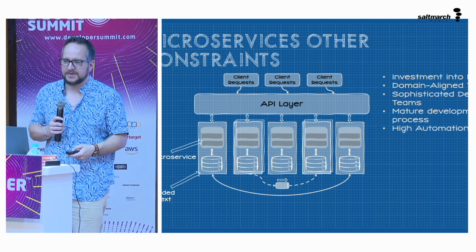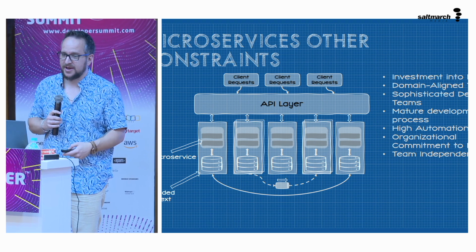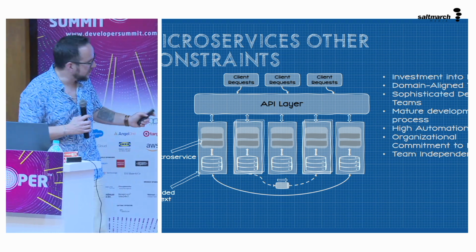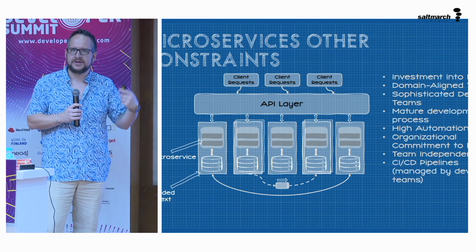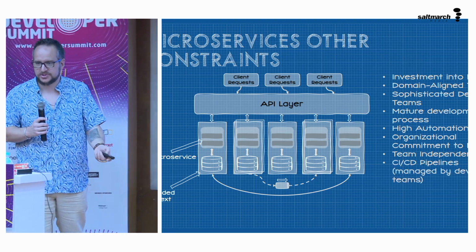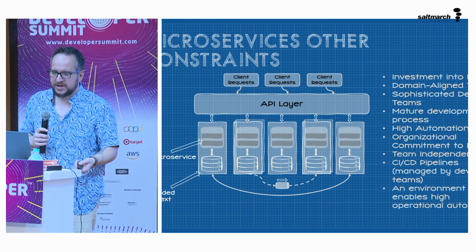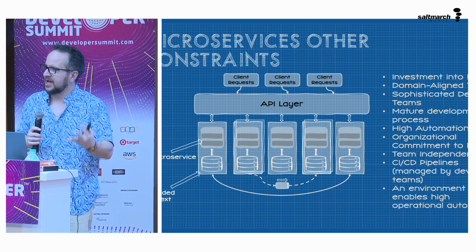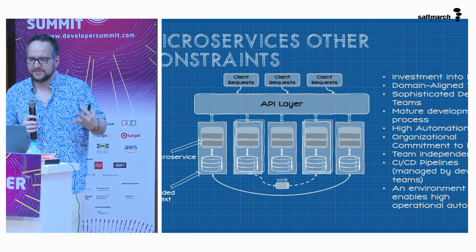We need mature development processes. We need high automation in dev. We need an organizational commitment to DevOps, which is not easy. We need teams that are able to work independently, which is a completely different set of practices than most developers are used to. We need CI/CD pipelines. We need an environment that enables high operational automation. The cloud will support this, but it's not going to give it to us for free.